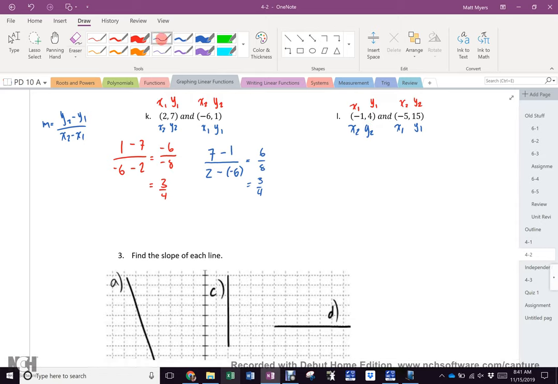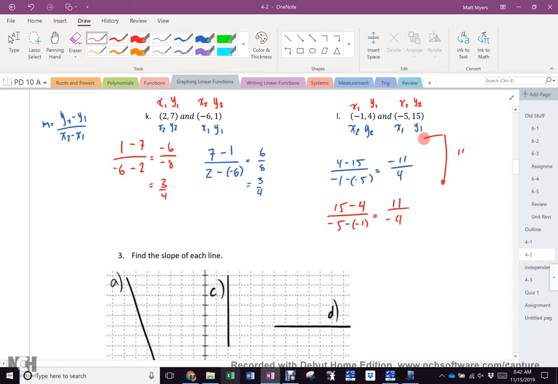So if I was blue, it would be 4 minus 15 over negative 1 minus minus 5, which would be negative 11 over 4. If I was the red side, it would be 15 minus 4 over negative 5 minus minus 1, which would be positive 11 over negative 4. Are they the same thing? Yes, they are, because it is just the direction. If I started here in red, I would go up 11 and left 4. If I was there in blue, I would go down 11 and right 4. And notice it would make a straight line.